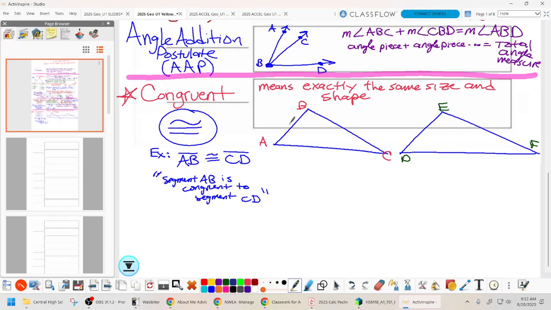Okay. Next, you're going to put 1 tick mark on the left sides, 2 tick marks on the bottom, and 3 tick marks on the right. Use tick marks to show congruent lengths. I'm going to use the symbol because I don't want to write that word. The same number of tick marks means they're congruent.